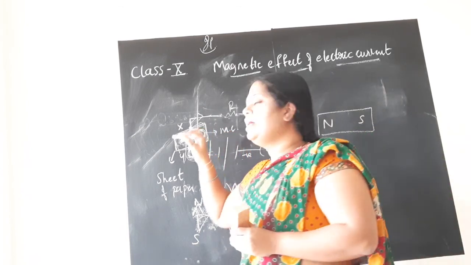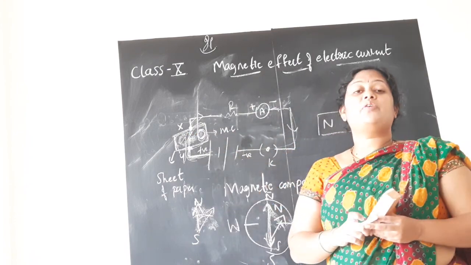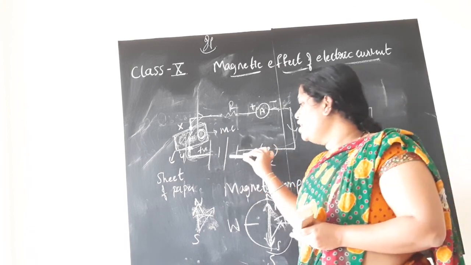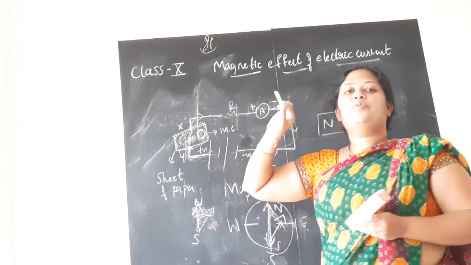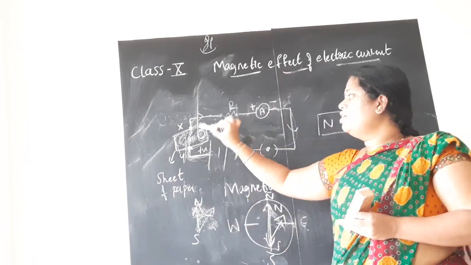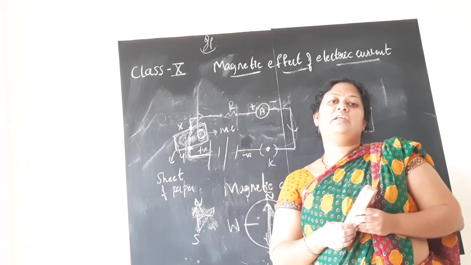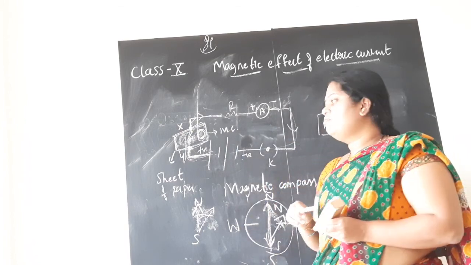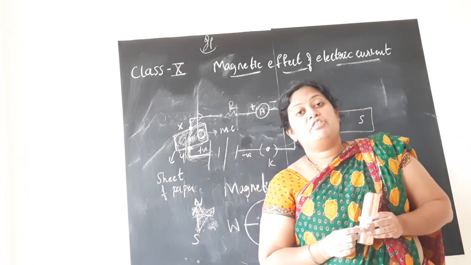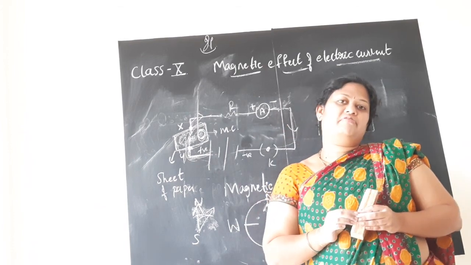And when it goes nearby the magnetic compass, children, we can see the deflection produced in the magnetic compass, by which we understand that the current flowing through the circuit is producing the magnetic field. The current flowing through the circuit is now producing the magnetic field. As a result, the deflection is seen in the magnet. Hence, by this we understand that the current is producing the magnetic field. The electricity or the current is now producing the magnetic field.